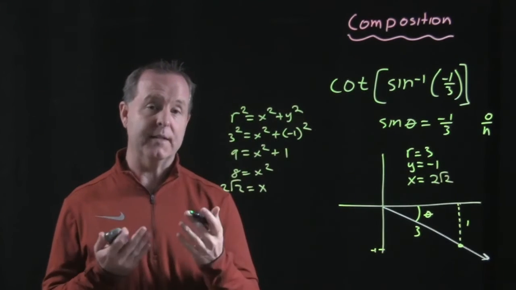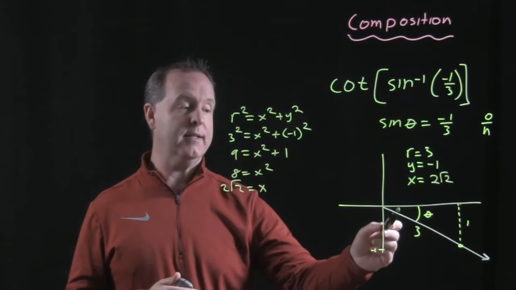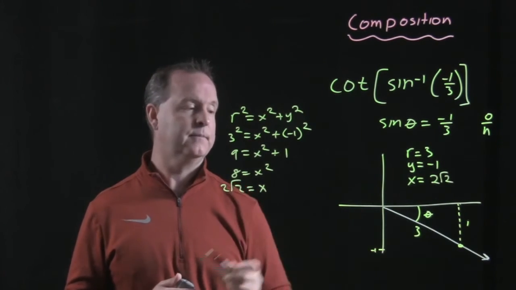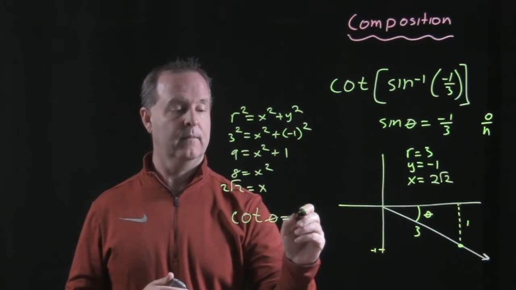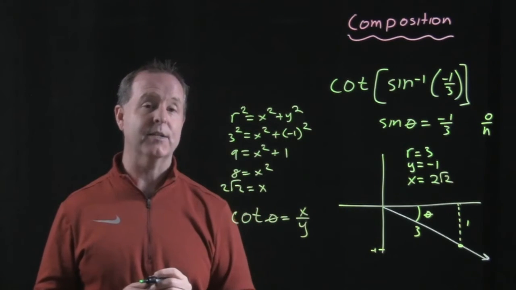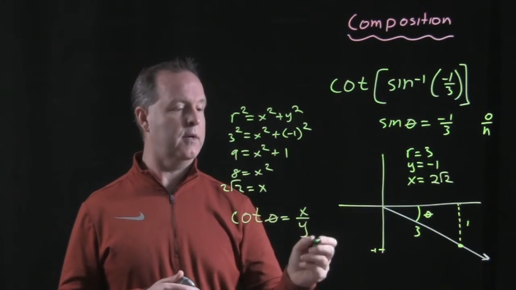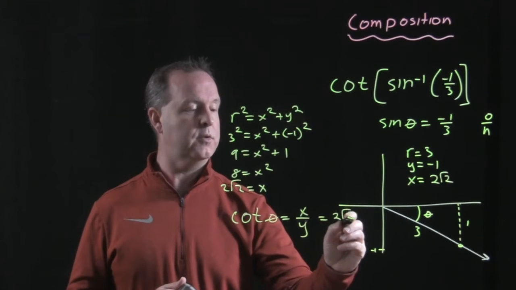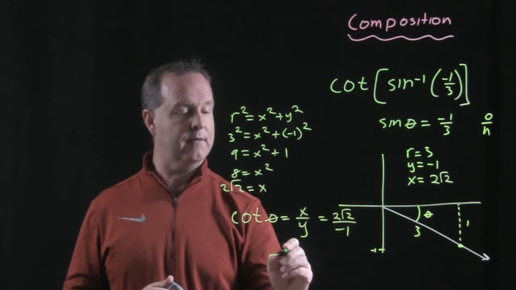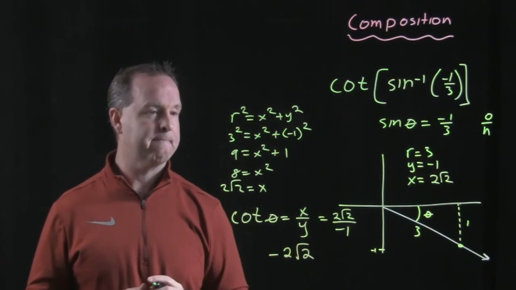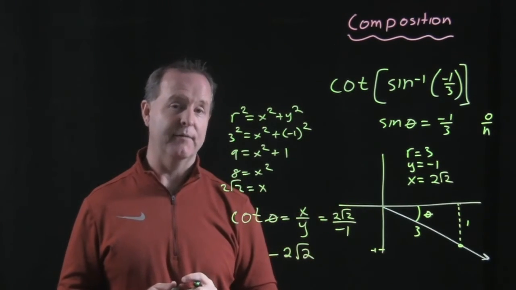Now I was able to find all the significant points within the standard triangle. I'm wanting to know now what is the cotangent of this angle. And the cotangent of that angle is the opposite of the tangent. So it'd be the x over the y. And my x is 2 root 2 over my y, which is a -1. So my final value is a -2 root 2. And there's the exact value of the cotangent of the inverse sine of -1/3.